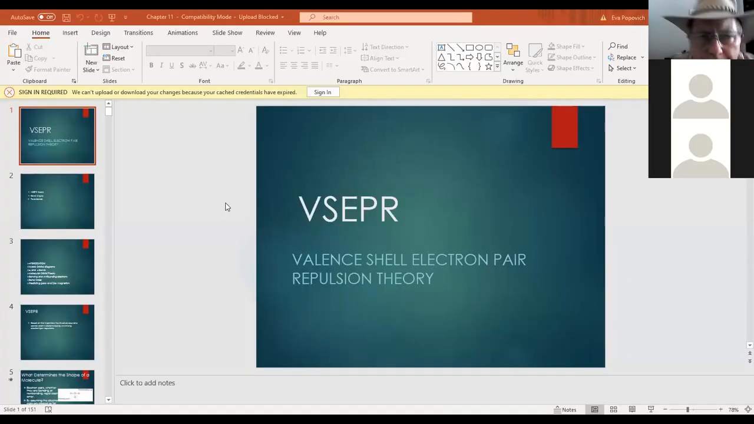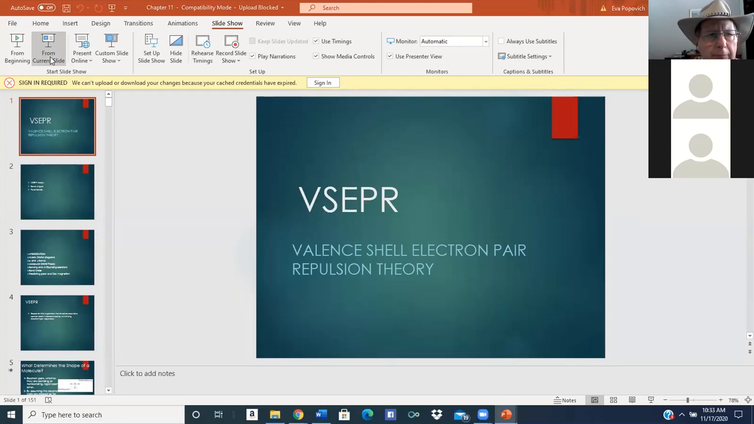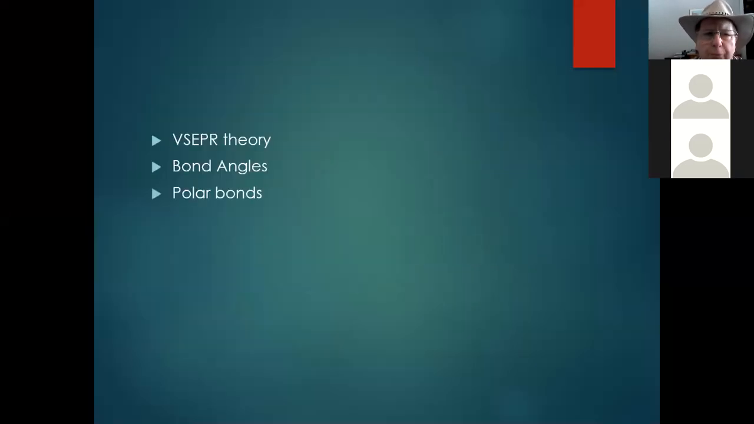Okay, so test four, I'm into chapter 11 now. And we're going to erase that. Let's see. I'm not showing the screen, so that means I'm not here. Share screen. Are you seeing the VSEPR screen now? Yeah. VSEPR stands for valence shell electron pair repulsion. We're going to do a couple things in this chapter. We're going to deal with the VSEPR theory. We're going to deal with bond angles. We're also going to deal with polar molecules, not bonds. We've already dealt with bonds. We're going to be dealing with polar molecules.